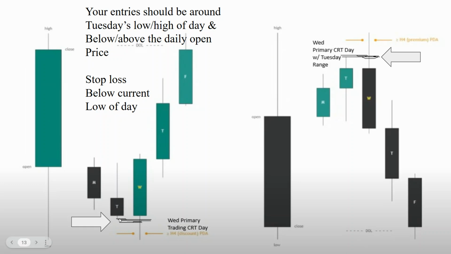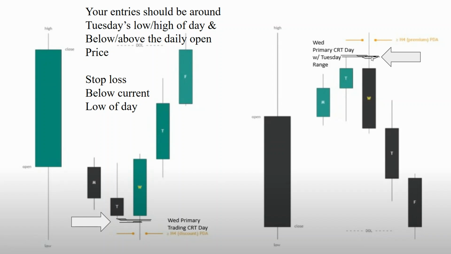And what is here? It's the low of Tuesday. This is the price action you need to see. You need to see price go below Tuesday's low and then start to go up. Once one of the 15-minute candles closes above Tuesday's low, you're in. That's it. Stop loss can go below the low of the day. That's all. Very simple.